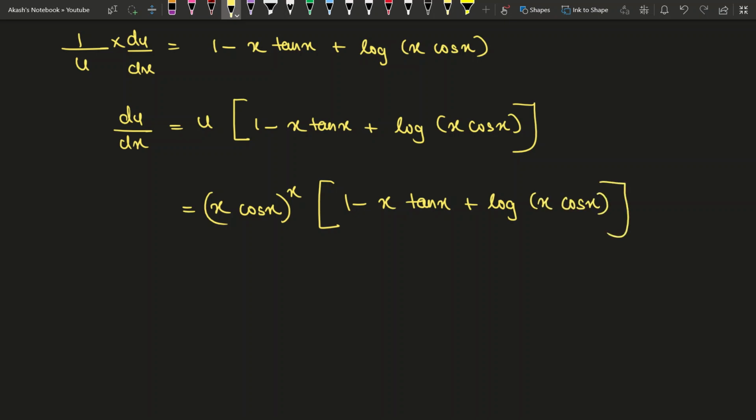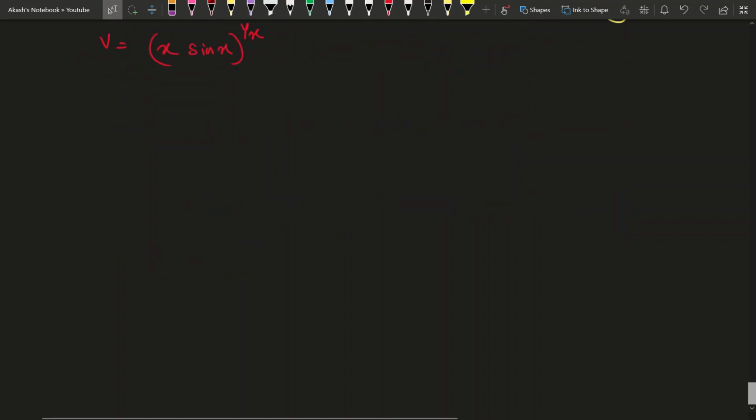Clear? Fine. So the first part is done. This is only the first part. We need to see the second part. What is the second part? v is equal to (x sin x) whole raised to 1 by x. I can understand that in this particular part also, the power is a variable. So we can proceed only by taking the logarithm.